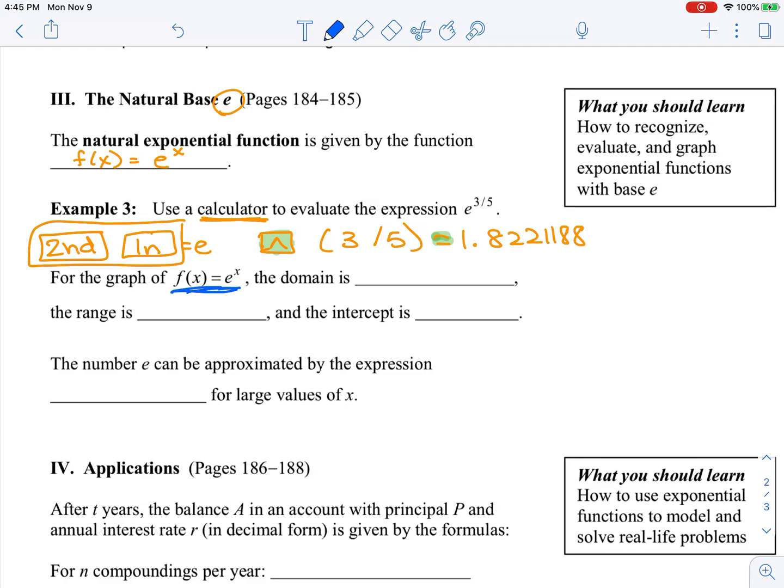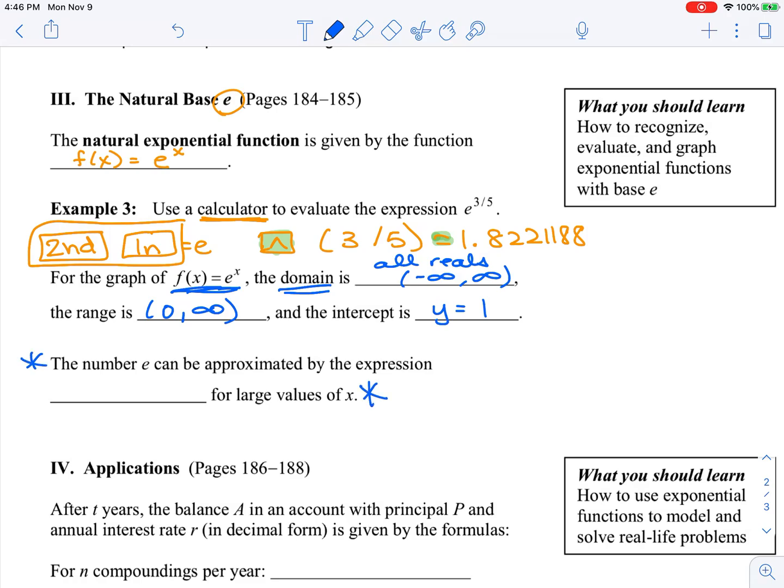Okay? So now for the graph of f of x equals e to the x. So remember, this is an exponential graph. The only difference is the base is the natural number instead of some other random number for a. So again, the domain is still going to be all reals, or we say from negative infinity to infinity. The range is still from 0 to infinity because it doesn't cross the x-axis, and the y-intercept is still y equals 1, so it still has all the same properties as our exponential functions before.